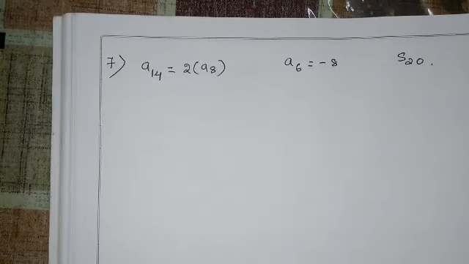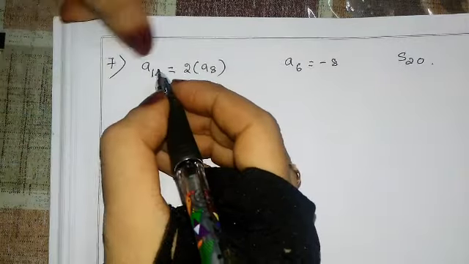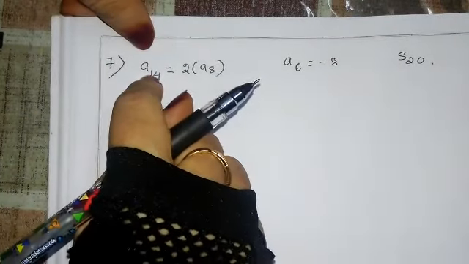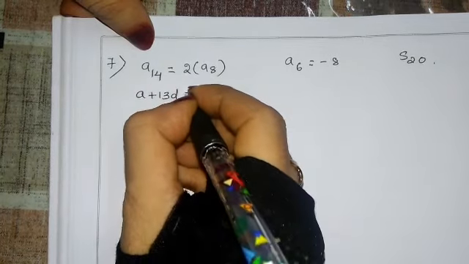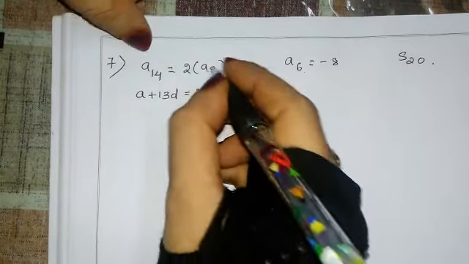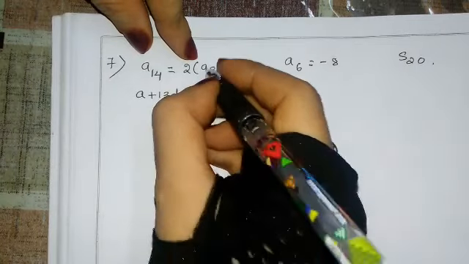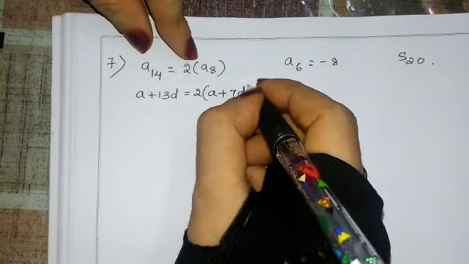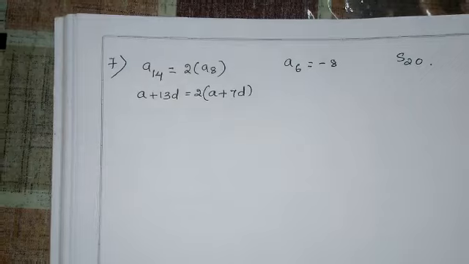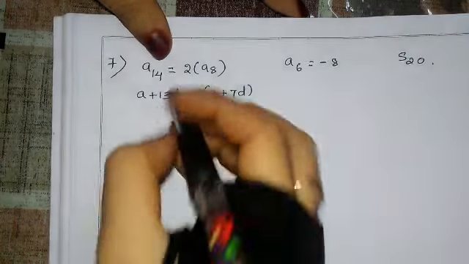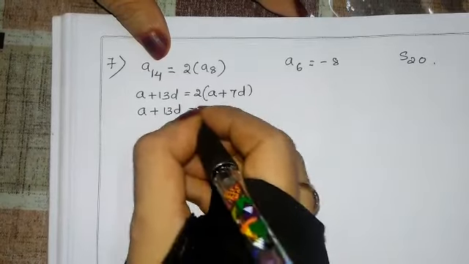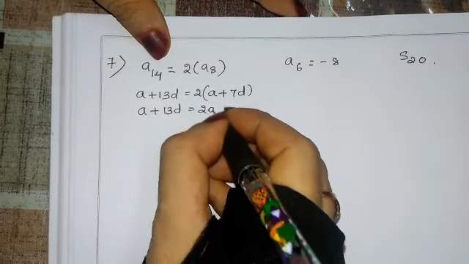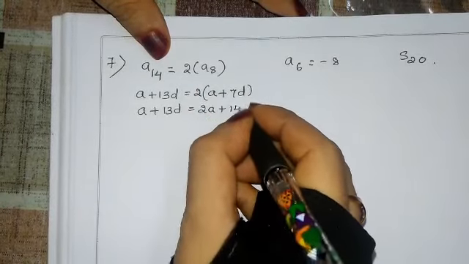So let us start. Let's solve. We have already solved such type of problems. A14 is nothing but a plus 13d, which is equal to 2 into A8, which is a plus 7d. For the 8th term, we have to take 7d. Okay, a plus 13d as it is. 2 into a, 2a. 2 7s are 14d.